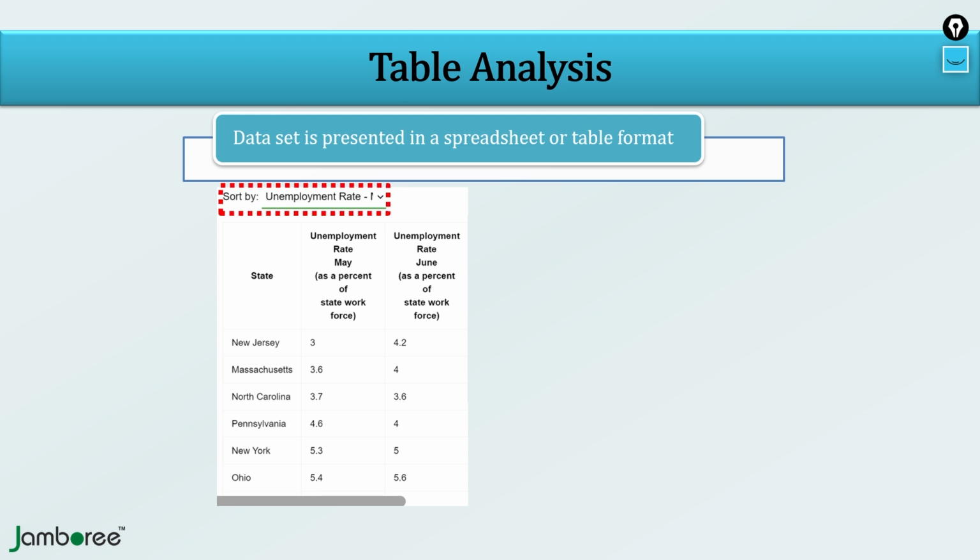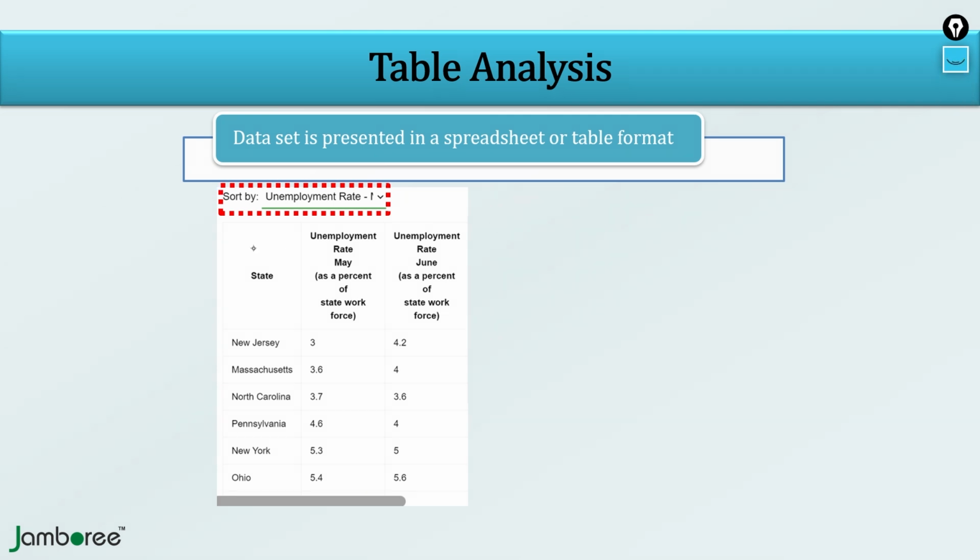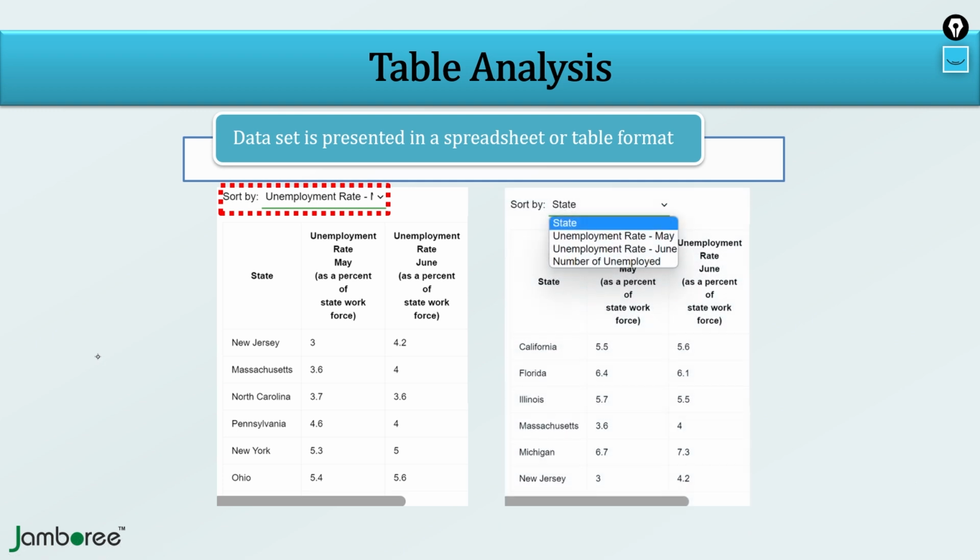Using this, we can sort the table according to any column we want. For example, right now on your screen we have sorted it by unemployment rate of May. So we can see that the unemployment rate of May column is in ascending order. Similarly, when we click on this sort by, we get all the column headings. Right now we have sorted it by state. So we can see the state column is in alphabetical order.